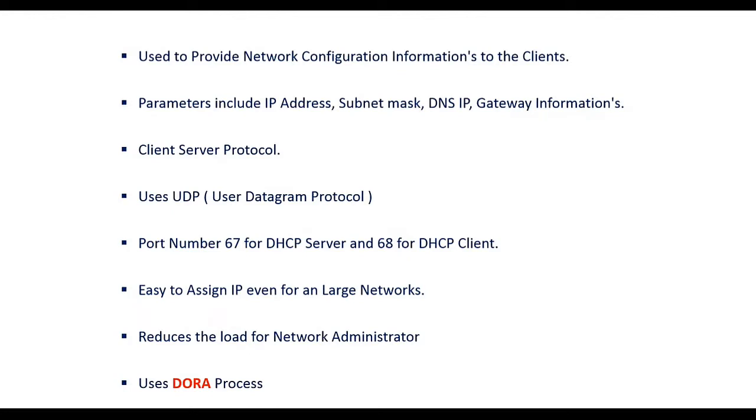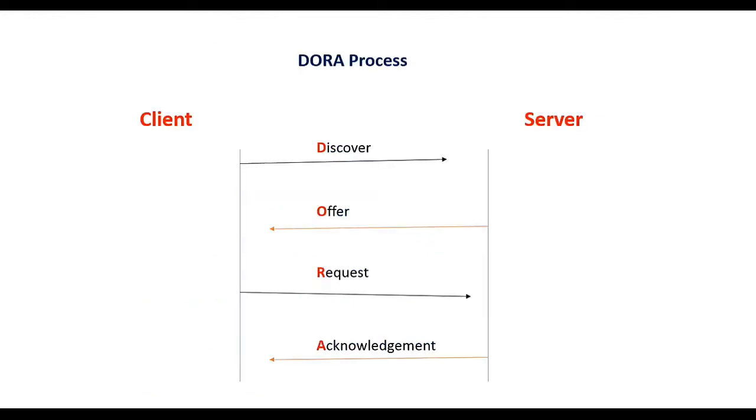It makes use of UDP, that is User Datagram Protocol, and port number 67 is used by the DHCP server and port number 68 is used by the DHCP client. This DHCP makes use of a process known as the DORA process for its operation. Let's see what the DORA process is.